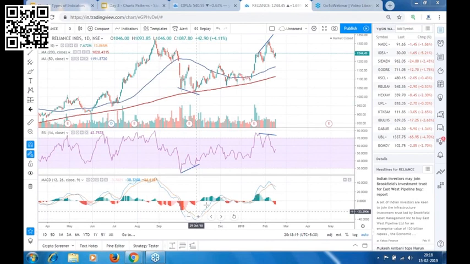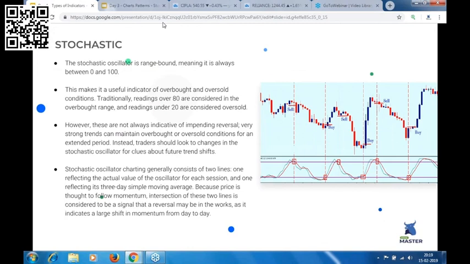Now let's see another indicator, stochastic. Now stochastic is also a momentum indicator. Stochastic is basically an oscillator because it also oscillates between a range. Now this also gives us an overbought and an oversold signal. Now what I'll do is I'll remove MACD and I'll apply stochastic.